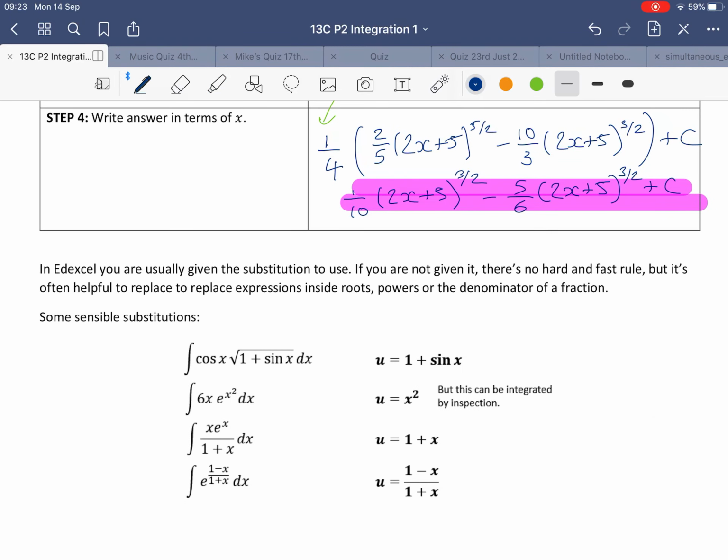Usually we're told which substitution to use. If we're not given it, there's no hard and fast rule, but it's often helpful to replace expressions inside roots, powers, or denominators. Here that would be a sensible substitution. In this question, the power would be a sensible substitution, although you can do that by inspection, by reversing the chain rule. Here, the denominator would be a useful substitution, and here the power would be a useful substitution.